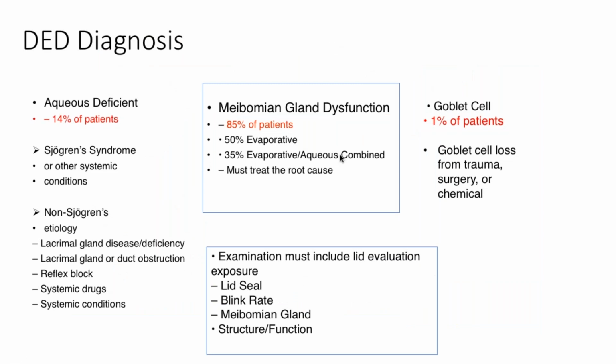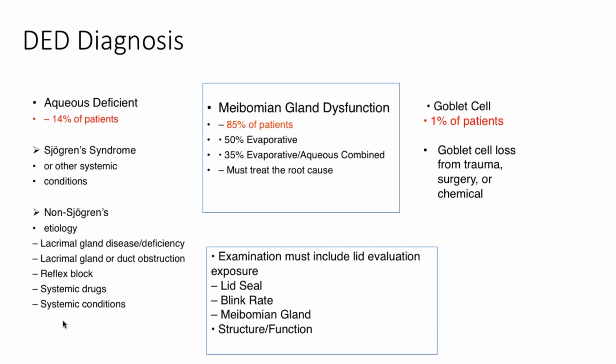And when we look at clinical cases of dry eye when they present in front of us, typically 85% of the patients would have a dry eye problem. 1% would have a goblet cell disorder. 14% of them would have aqueous deficiency. So when you're talking of aqueous deficiency, these would be your cases with Sjogren's syndrome, lacrimal gland disease, reflex blocks. It could be because of systemic drugs.